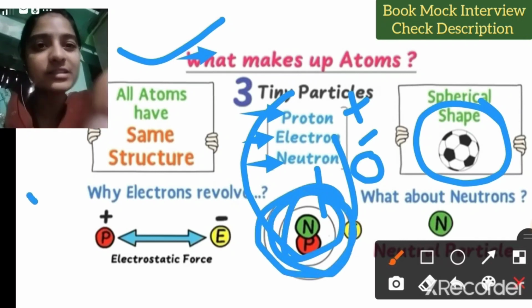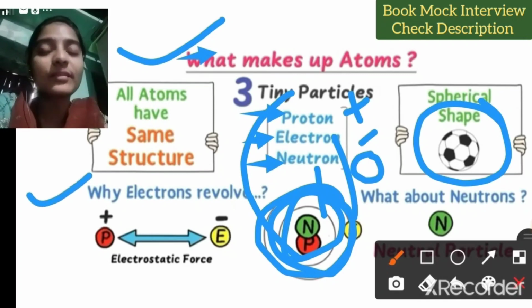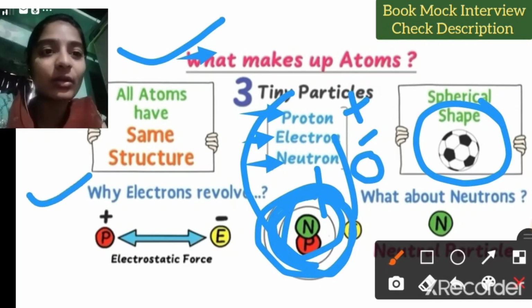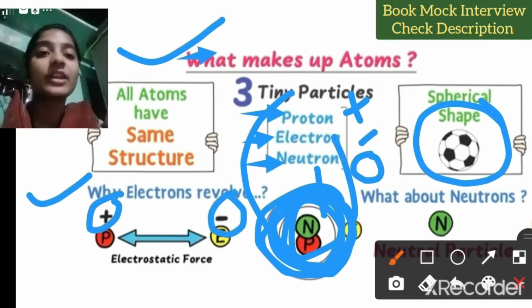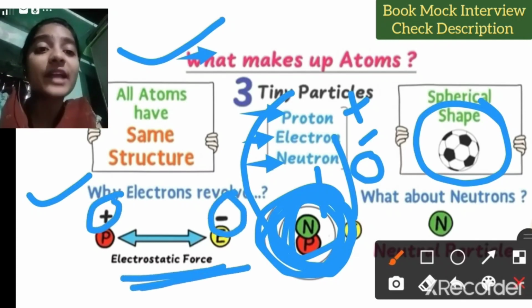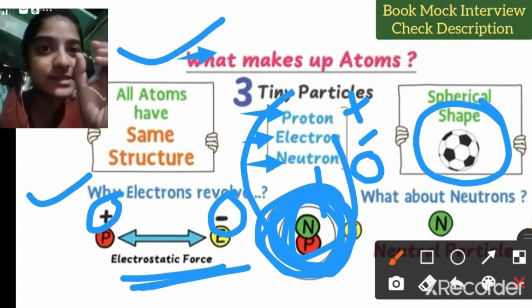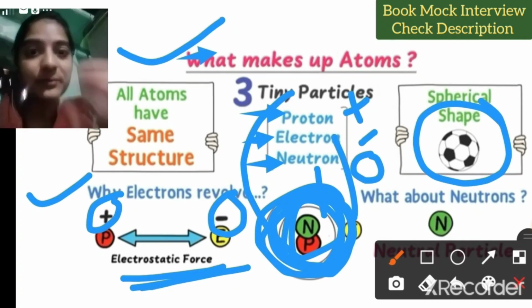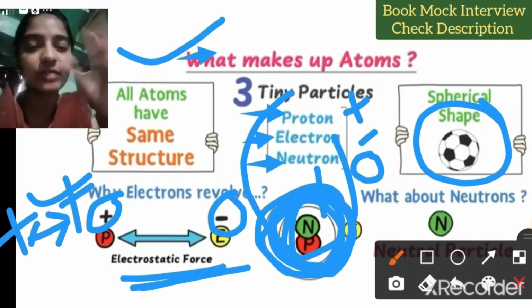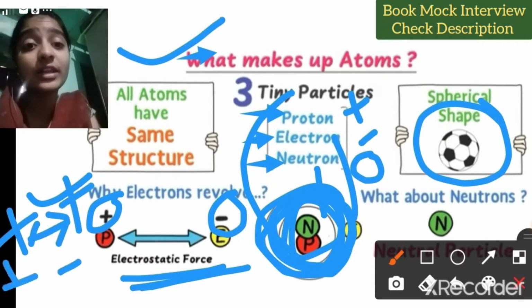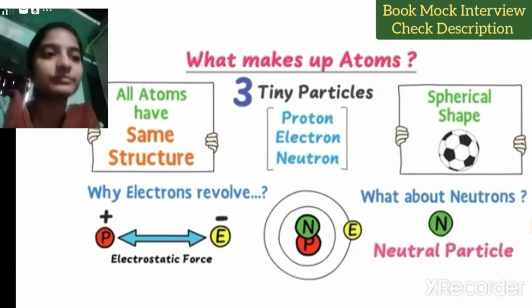Here I have asked the question, why do electrons revolve around the nucleus? Protons have positive charge, electrons have negative charge. By electrostatic force, like charges repel each other. So the proton is in the center and the electron keeps on rotating around it. If both are positive charges, they repel each other. If one is positive and one is negative, they attract each other.